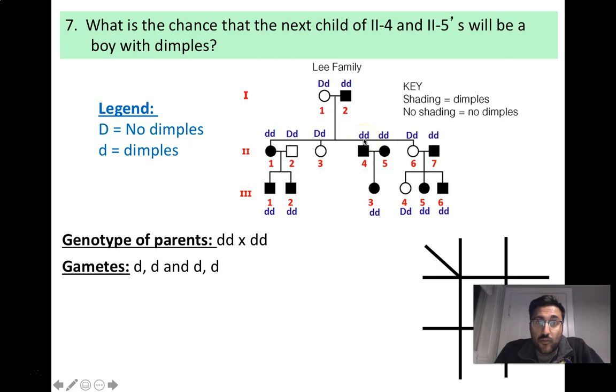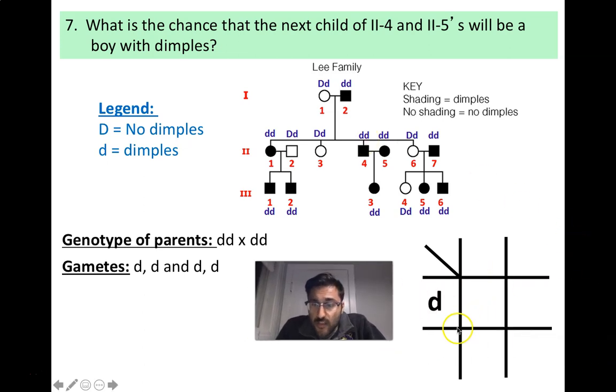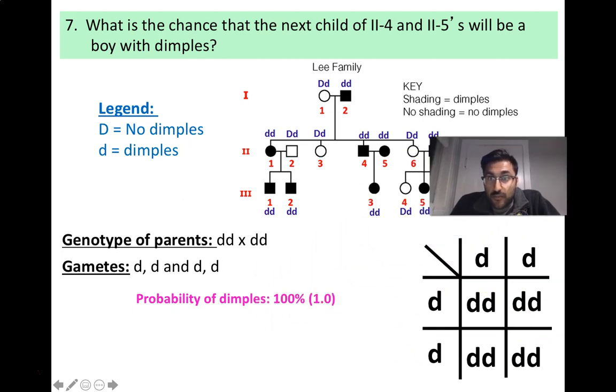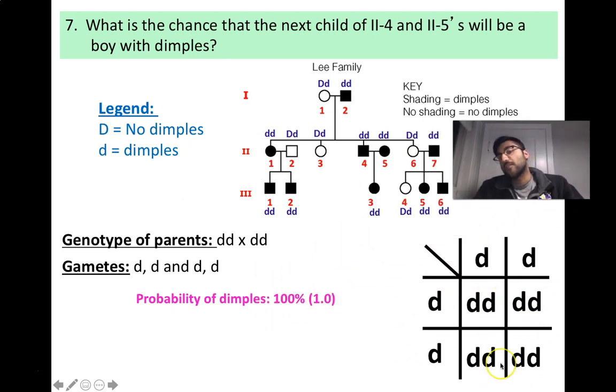So we have to do a Punnett square. I'll move my little face over here. So there's my one parent, there's the other parent. We're going to fill in the Punnett square, top down, left in for everything. Boom, they're all the same. Well, the question was, what's the probability of having dimples first? Well, 100%. 100% of them are going to have dimples.